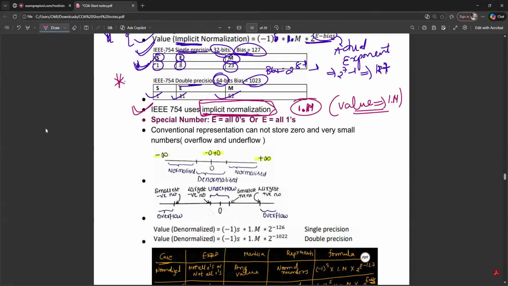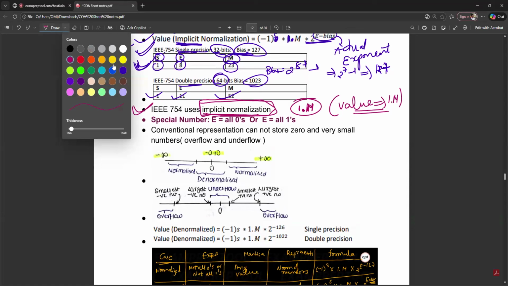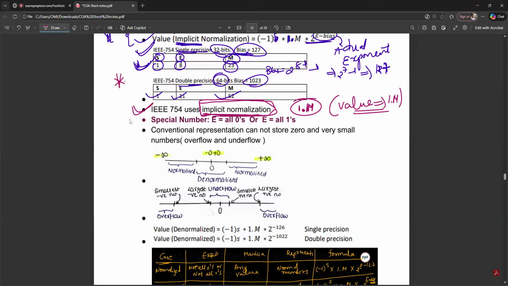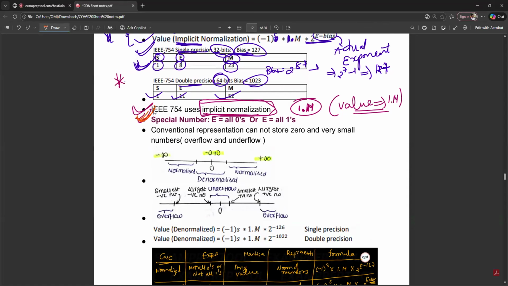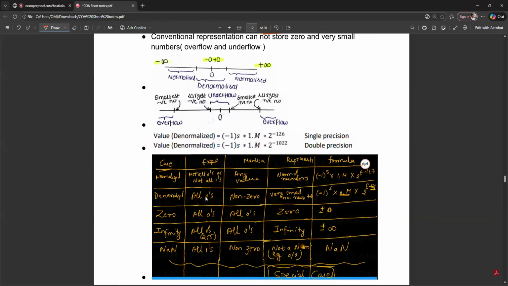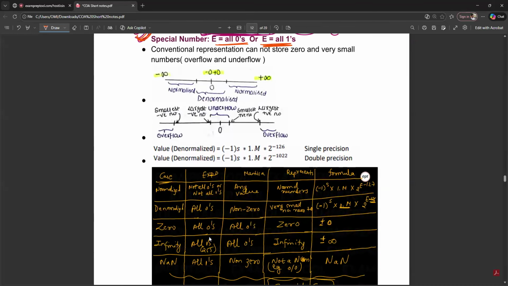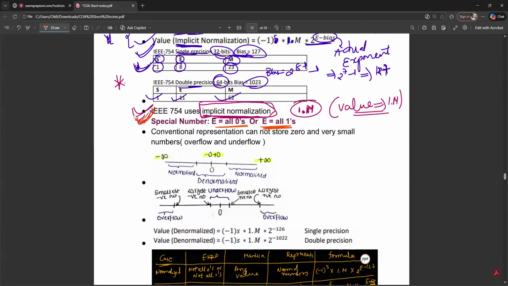Okay, now the next point, special numbers. So there are special numbers. All zeros and all ones you don't have to use for normal numbers. All zeros and all ones are used for zero, infinity, and so on. Those are the special numbers. Like exponent all zeros and all ones, you don't have to use that, the capital E bits.